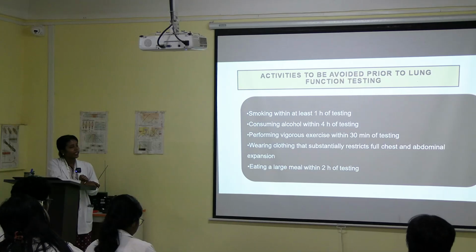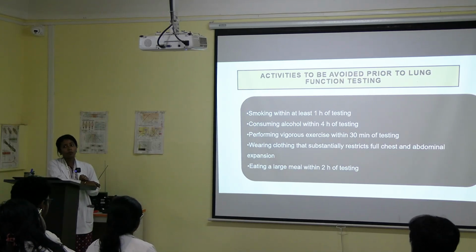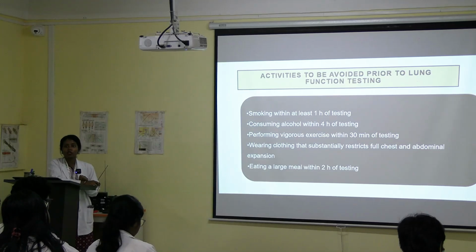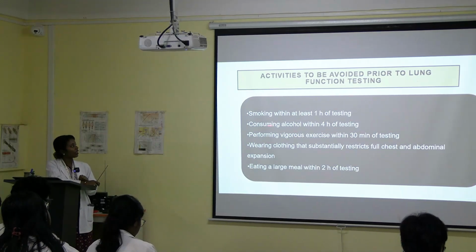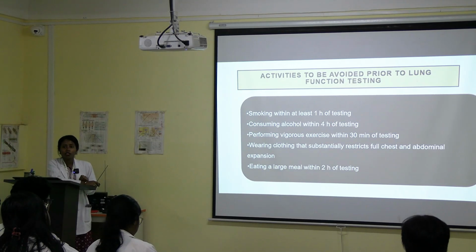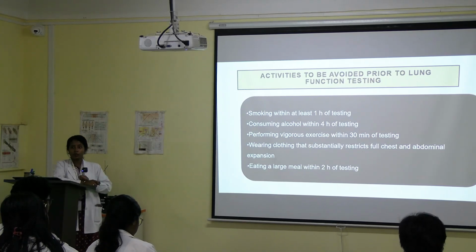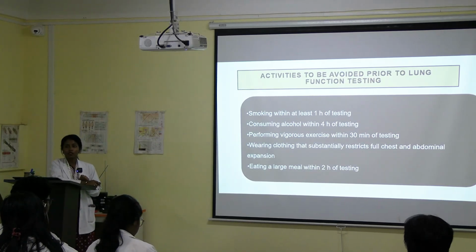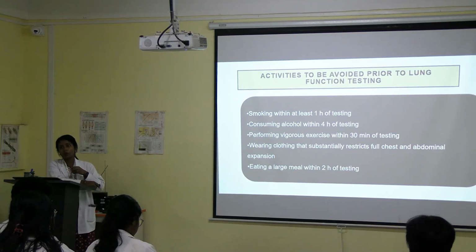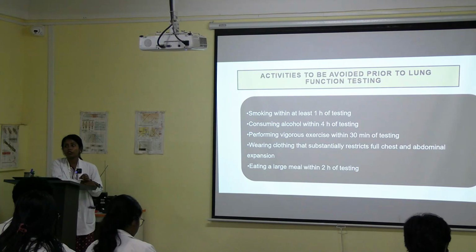So if you are telling a person he has to do the pulmonary function test, these are the things you have to tell him to avoid. Like he has to have no smoking at least 1 hour before the testing, so that is going to affect the test function, okay. Then there should be no consumption of alcohol within 4 hours of testing. Then you have to tell him not to perform any strenuous or vigorous activity 30 minutes prior to the test. What will happen if he is doing any vigorous activity and then doing the pulmonary function test? That is going to affect the values.